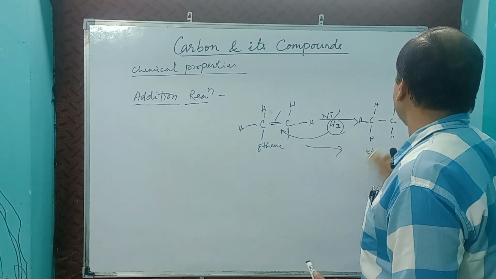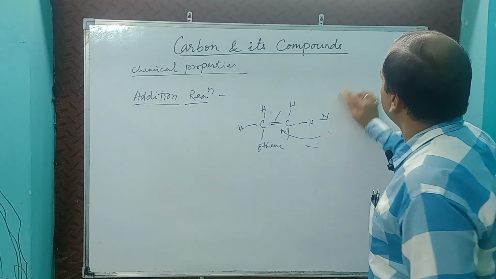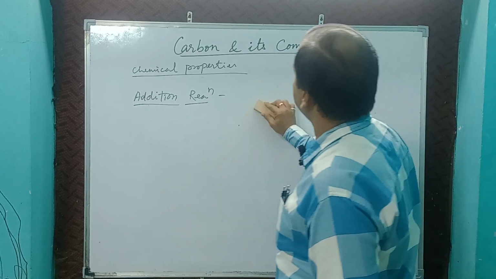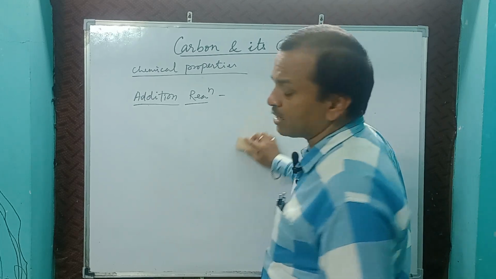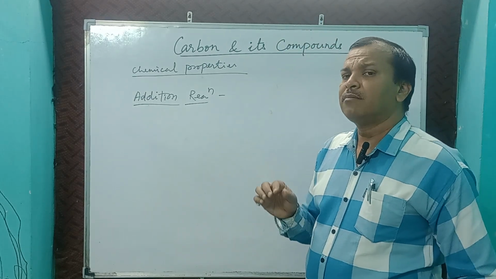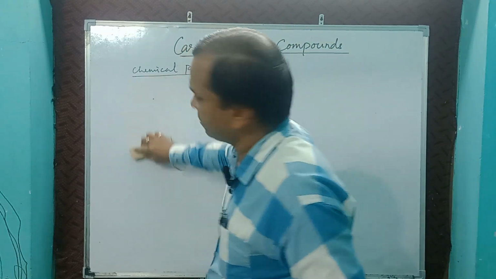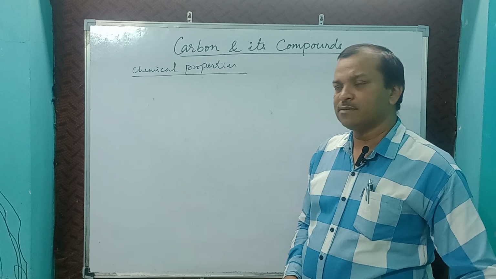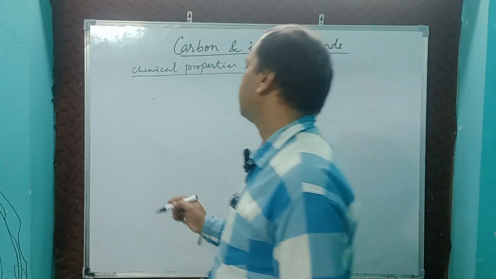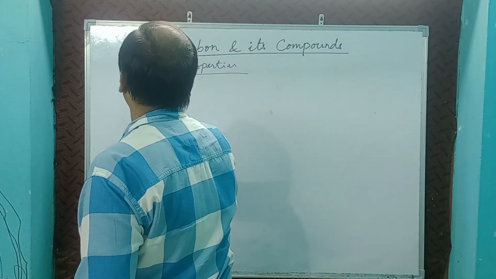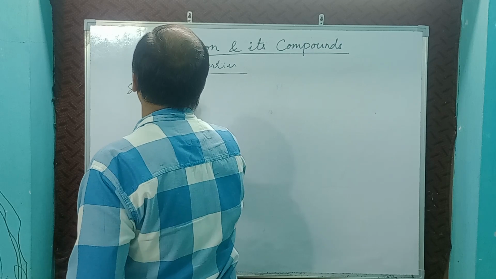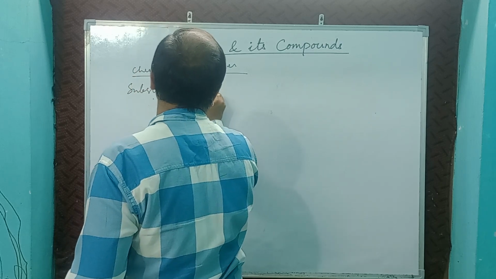What is a catalyst? A catalyst increases the rate of reaction. They do not get involved in the reaction, but they increase the rate of reaction. Next reaction is substitution reaction, after addition.